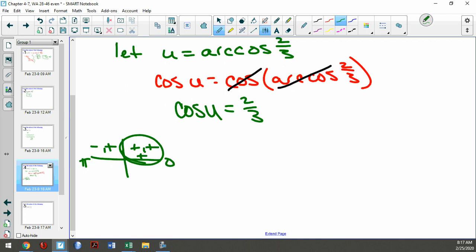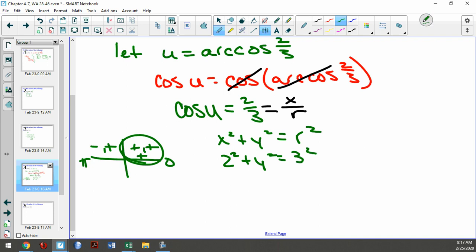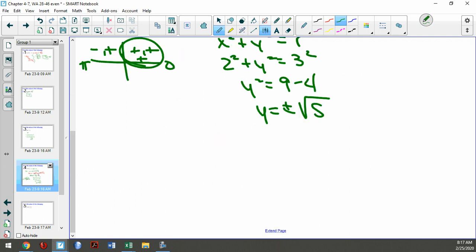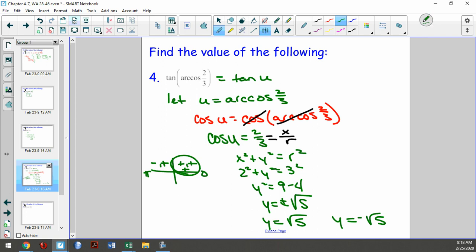So if I go back to what I know about cosine, cosine is understood to be x over r. So that means I have x squared plus y squared is equal to r squared. So I have 2 squared plus y squared is equal to 3 squared. So y squared is equal to 9 minus 4, so y is equal to plus or minus the square root of 5. Is y the square root of 5 or negative square root of 5? It's positive, because I am in quadrant 1, it cannot be negative, y must be positive.